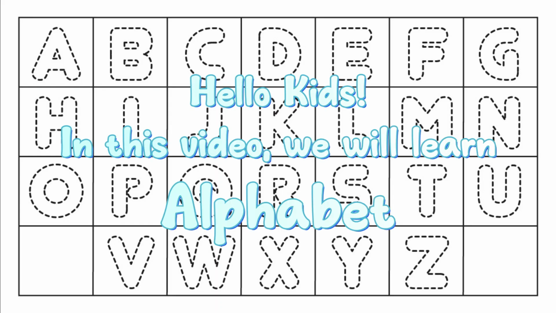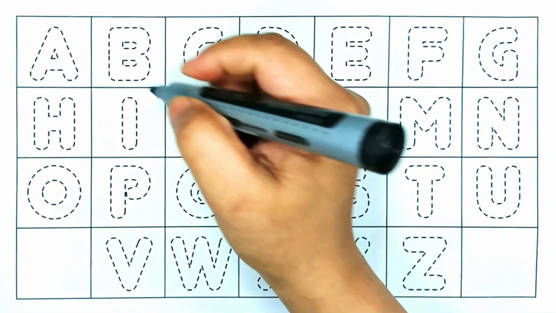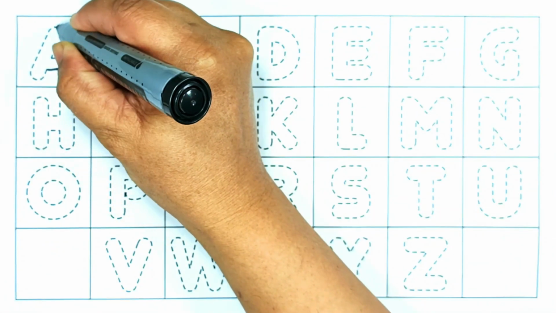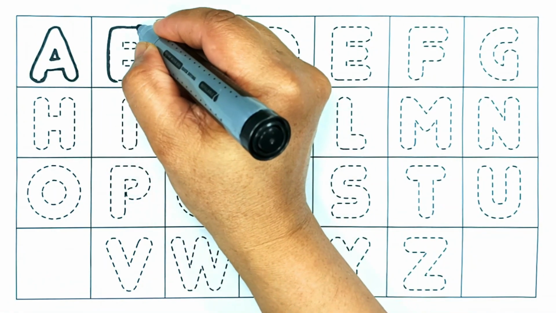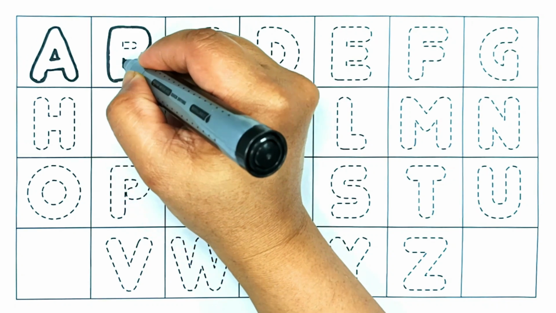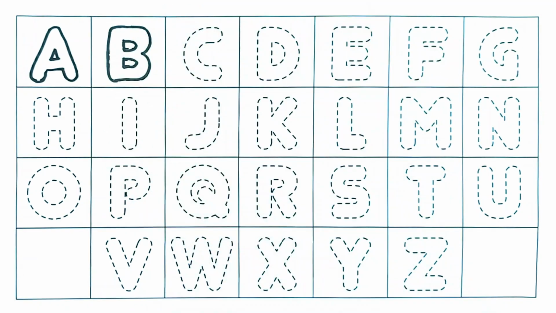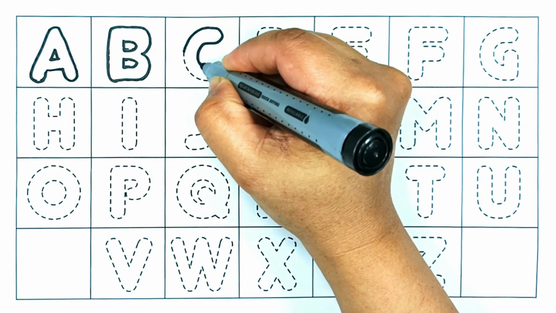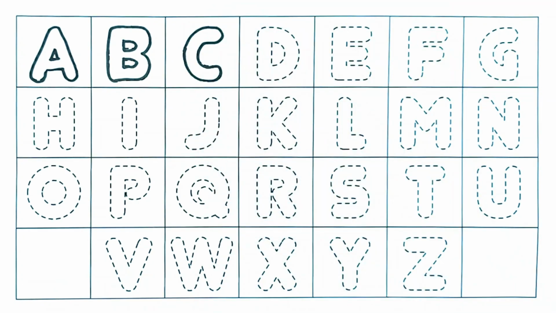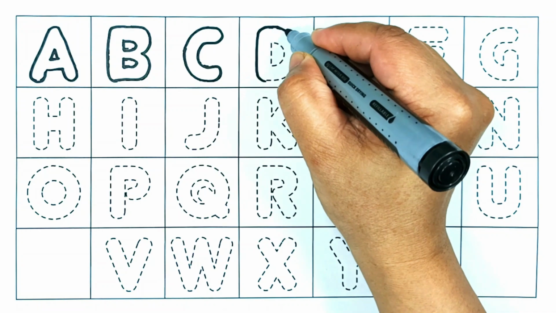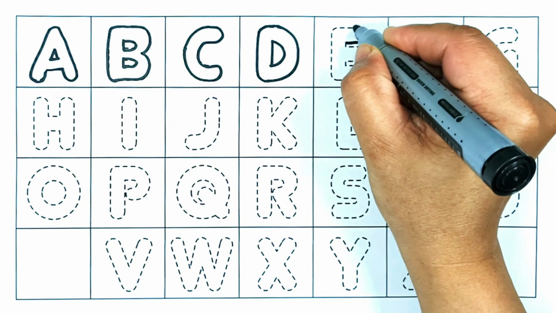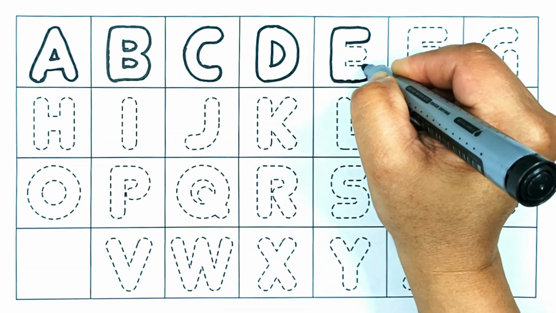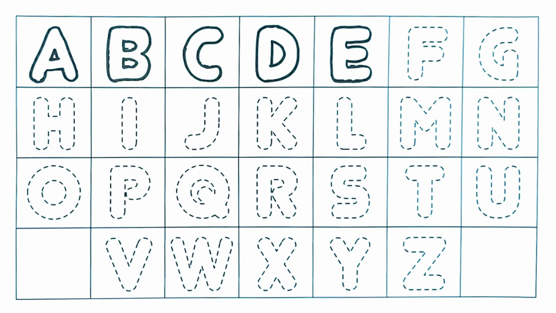Hello kids. In this video, we will learn alphabet. A. A, B. B, C. C, D. D, E. E.